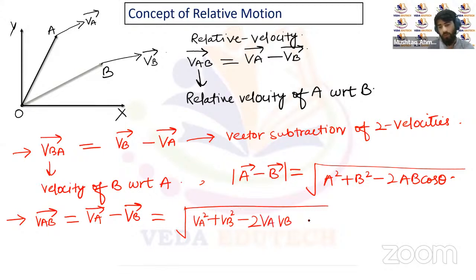VA VB cos of theta, right? So this is how we'll be finding the magnitude of the relative velocity of the two particles. It's nothing but the vector subtraction of the two velocities, right?